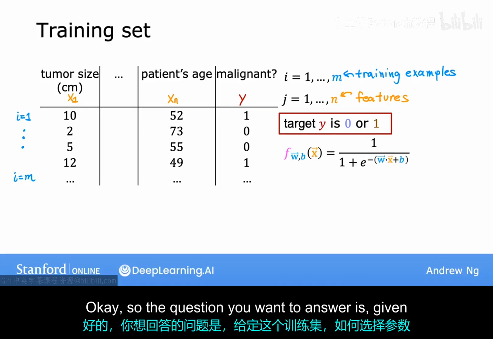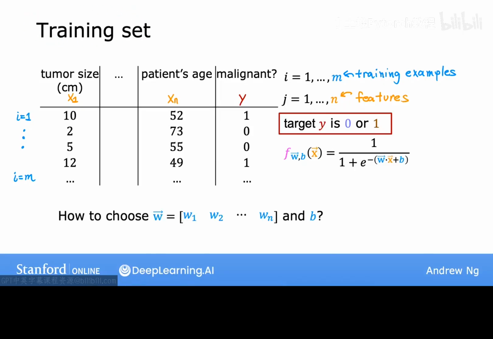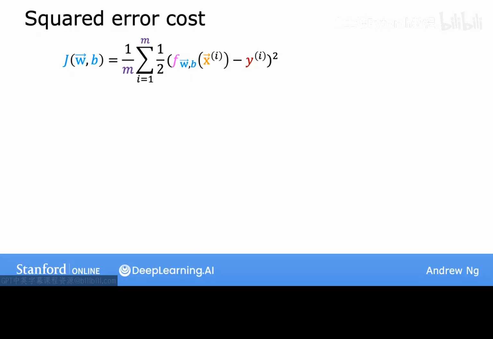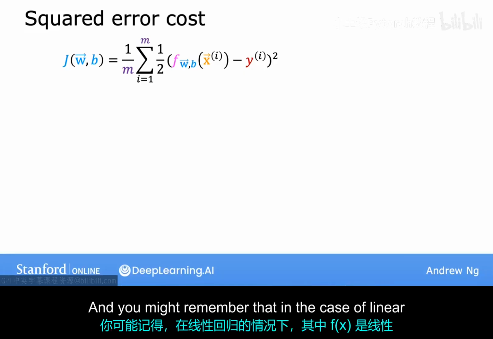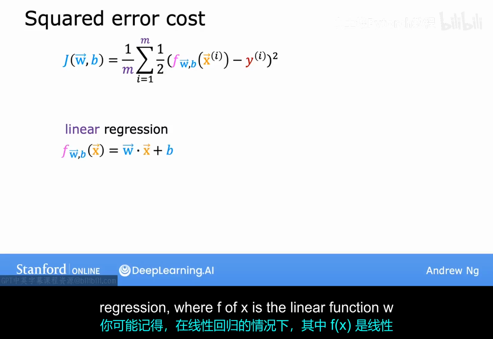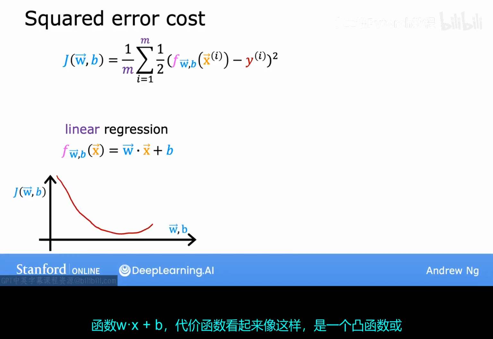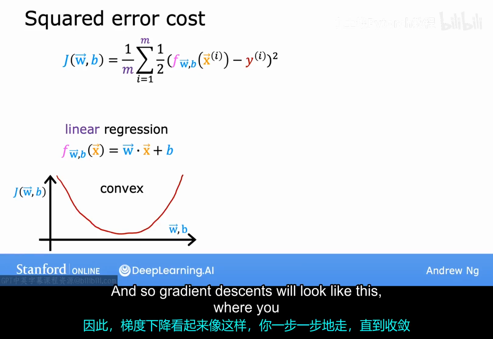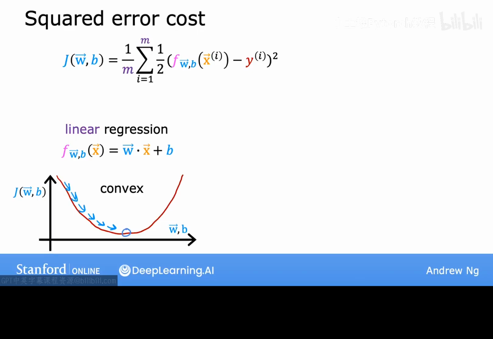Okay, so the question you want to answer is, given this training set, how can you choose parameters w and b? Recall, for linear regression, this is the squared error cost function. The only thing I've changed is that I put the 1/2 inside the summation instead of outside the summation. And you might remember that in the case of linear regression, where f of x is the linear function w dot x plus b, the cost function looks like this, a convex function, or a bow shape or a hammock shape. And so gradient descent will look like this, where you take one step, one step, one step, and so on to converge at the global minimum.